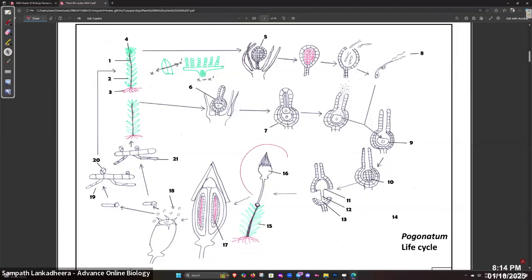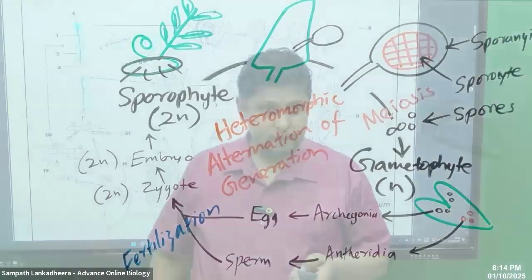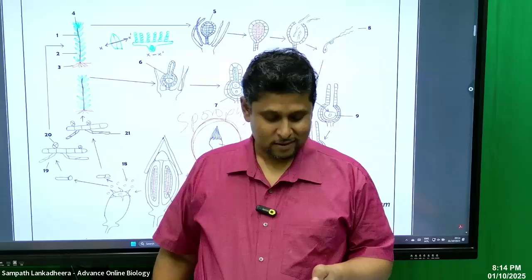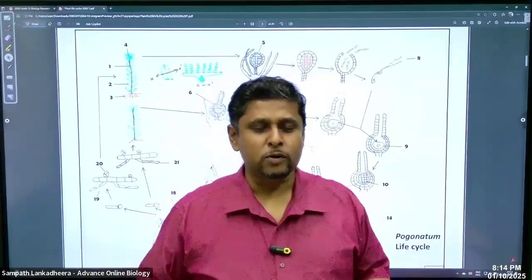This is the sporophyte. So what you get here is the sporophyte. As usual, we can start from the sporophyte.